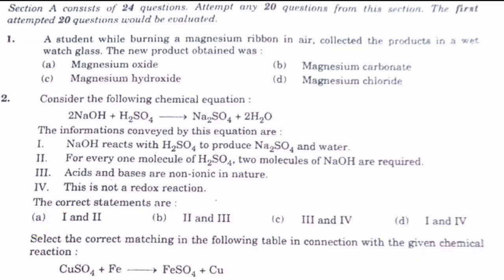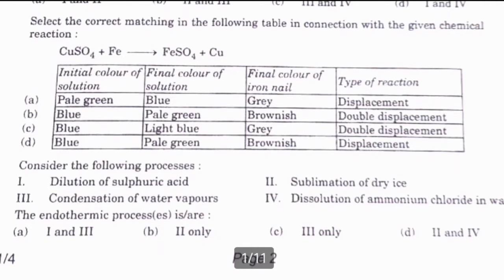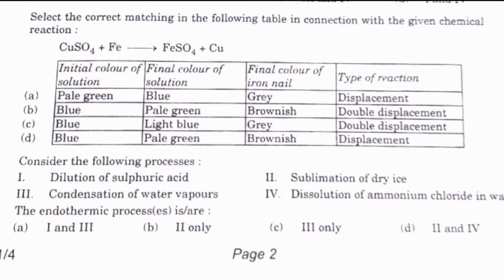Next question we have, that is question number 3. Select the correct matching in the following table in connection with the given chemical reaction, that is CuSO4 plus Fe arrow FeSO4 plus Cu, that is copper sulfate reacts with iron to give us iron sulfate plus copper. So we know very well this is the activity.